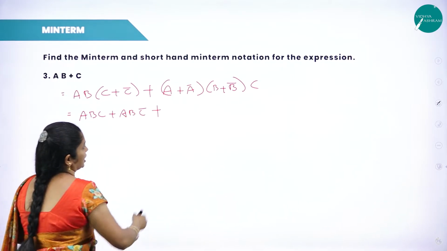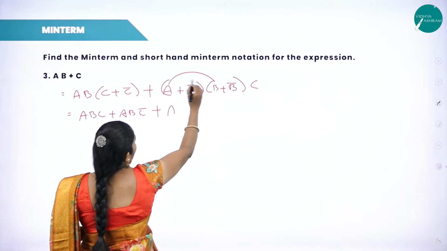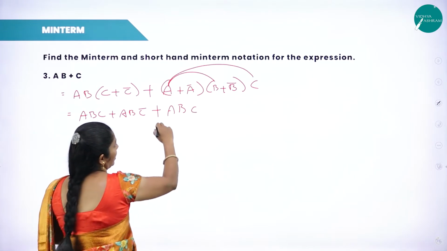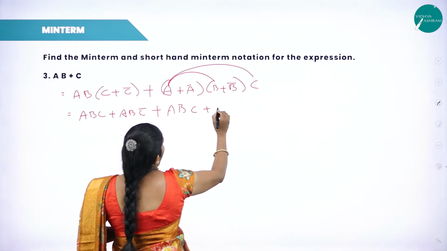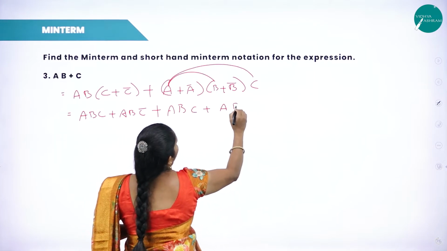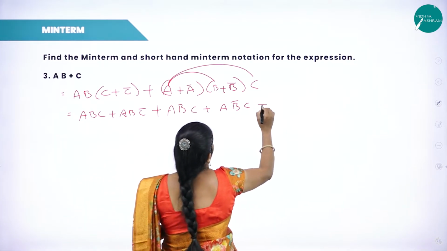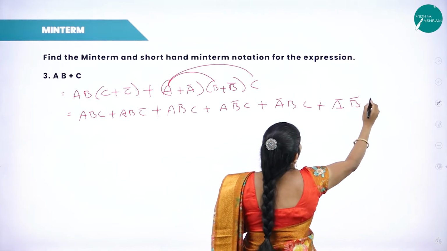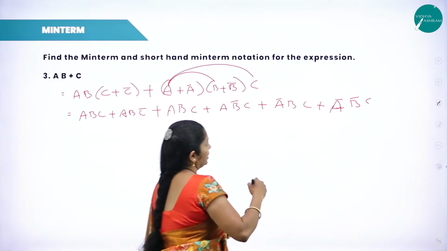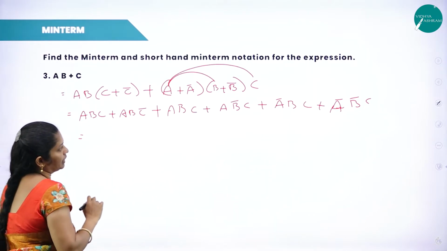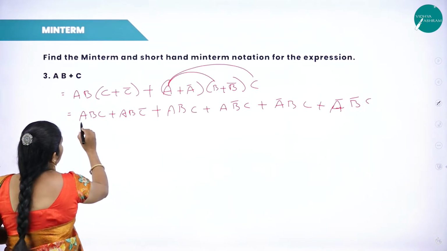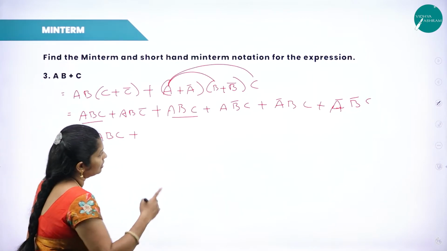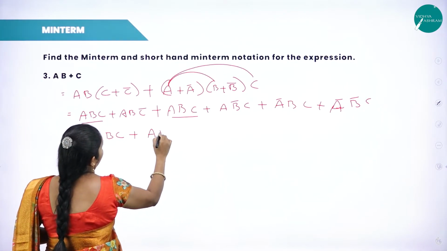Now here, distribute this equation. A, first I am going to substitute with this one as well as this one. A, B, C. A, B, C bar. Next plus A, B bar, C. Next take the second part. A bar, B, C plus A bar, B bar, C. Now, after distributing, remove the duplication. When you see the duplication, here ABC, here also ABC, I can write it one time. Next, only for C bar? No. I am going to complete the second part, A, B, C bar.